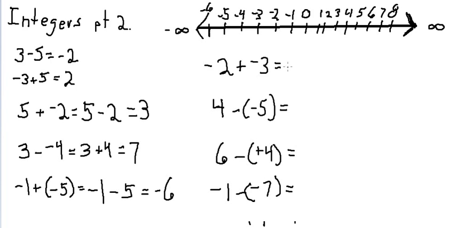So negative 2 plus negative 3. So we've got negative 2. These right here, they're different, so make it a minus. 4 minus a negative 5. These are the same, so it's a positive. 6 minus a positive 4. They're different, so it's a minus. Negative 1 minus a negative. They're the same, so it's a plus.